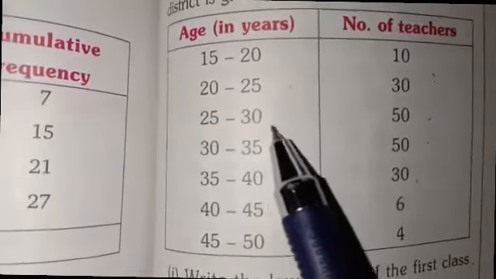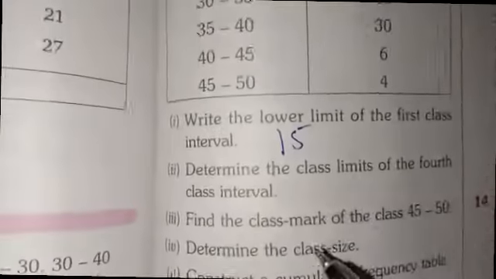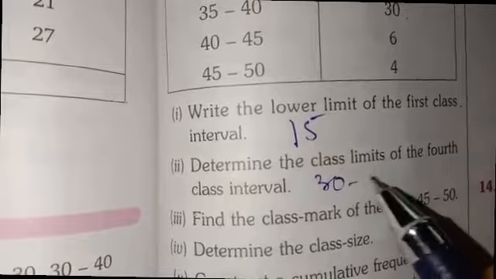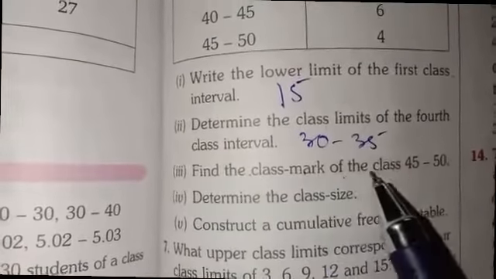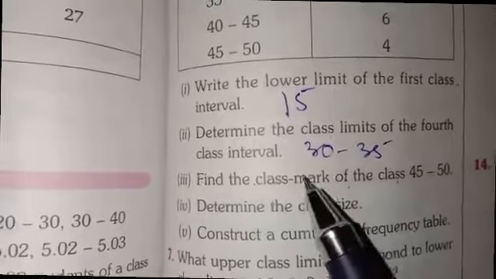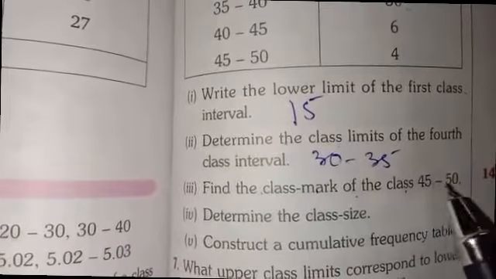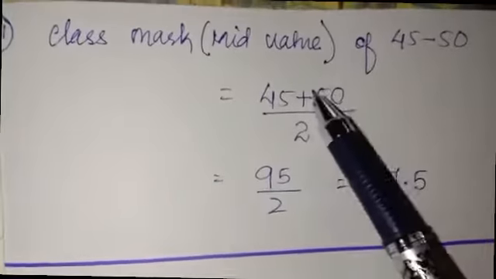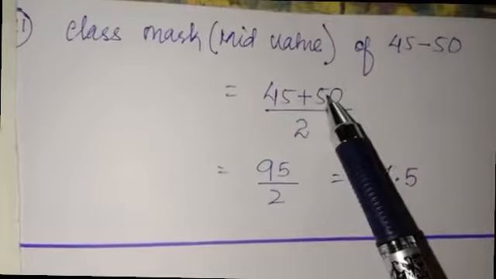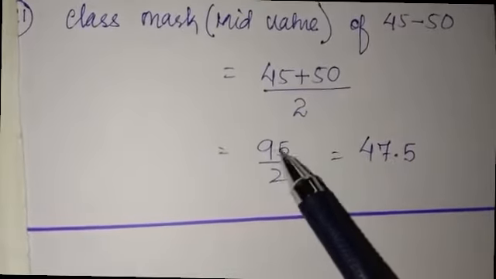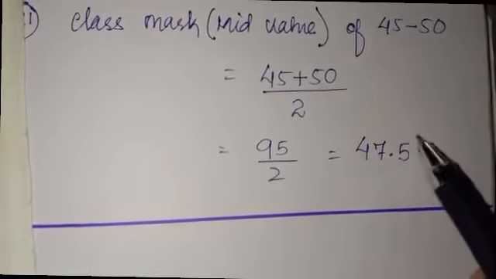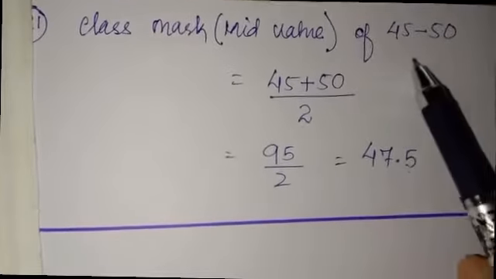Then determine the class limit of the fourth class interval. 1, 2, 3, 4. This is your class limit, 30 to 35. Next is find the class mark of the class 45 to 50. Class mark means the mid value of 45 and 50. So to find the class mark, you have to add 45 and 50, then divide it by 2. So 95 by 2, 47.5. So 47.5 is the mid value of 45 and 50.